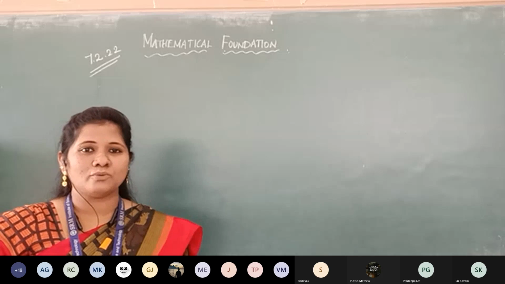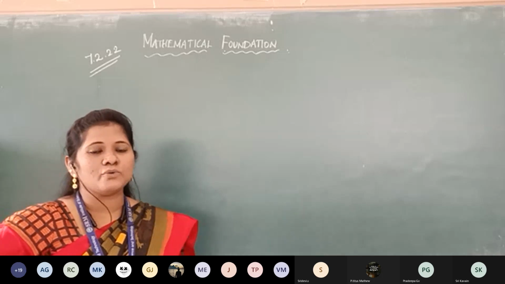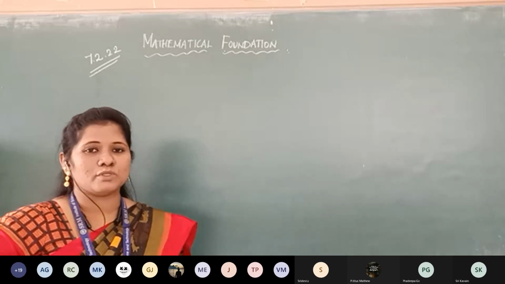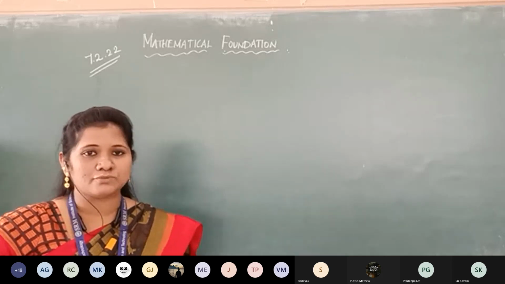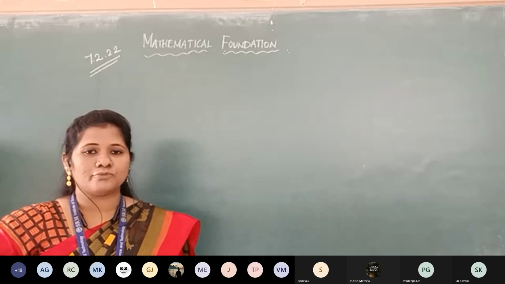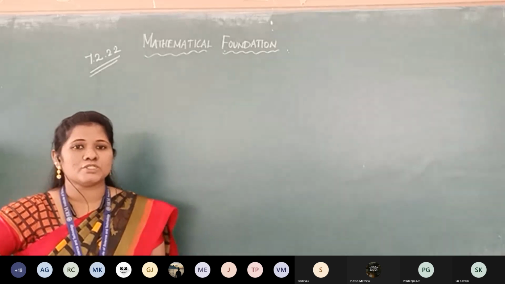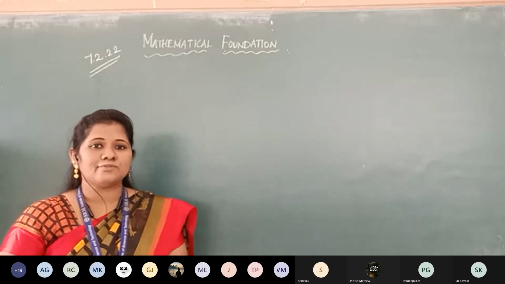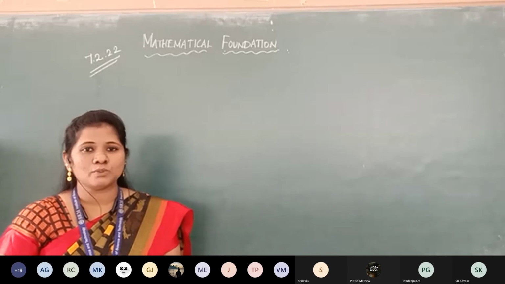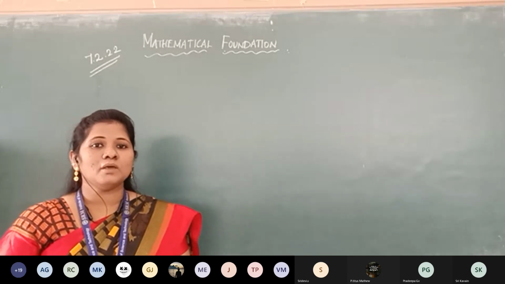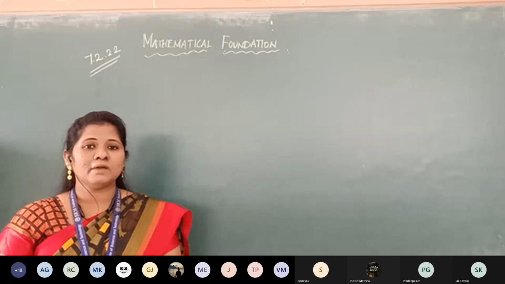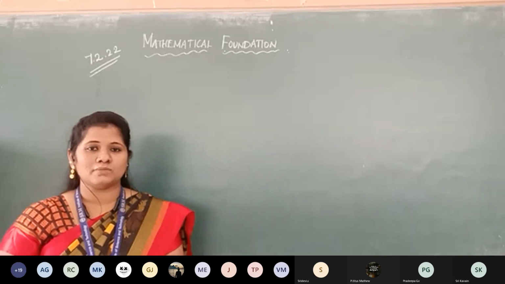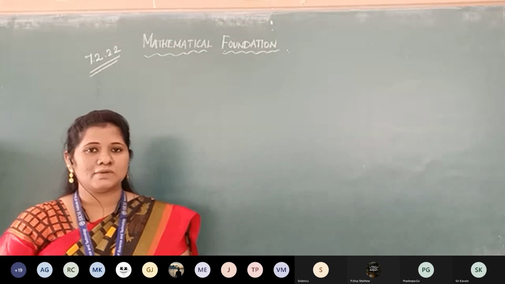Then we went into finding out your characteristic equation. For a 2 cross 2 matrix, what is the formula? For a 3 cross 3 matrix, what is the formula? The general formula of your characteristic equation. Then we went into Cayley-Hamilton theorem. Every square matrix satisfies its own characteristic equation. When it is satisfied, what does it imply? You can find A inverse and higher powers of A. All these things we have done.